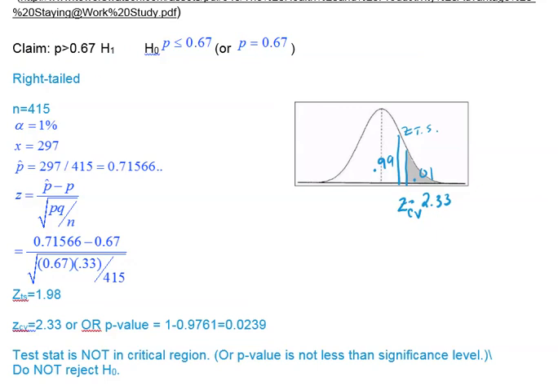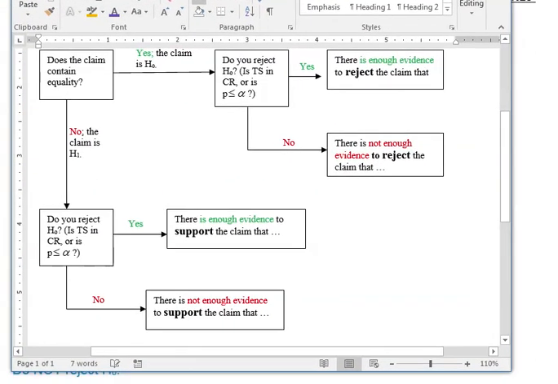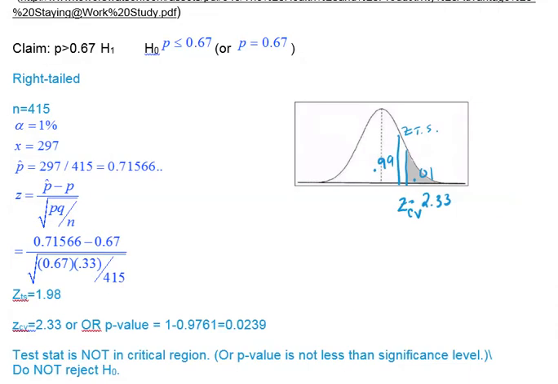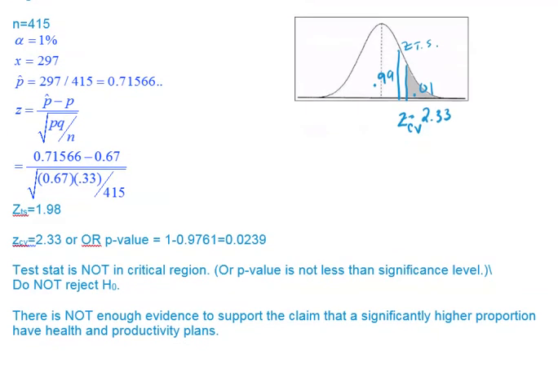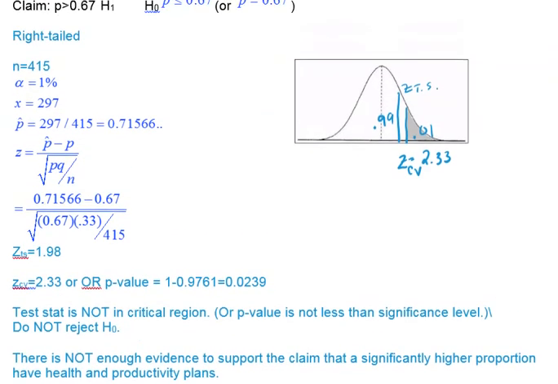And again, let's look at that flowchart just quickly. Right, does the claim contain equality? No. Do we reject the null hypothesis? No again. So there's not enough evidence. Specifically in this case, not enough evidence to support the claim that a significantly higher portion have health and productivity plans. So pretty similar to our other hypothesis tests, but we've got this new formula that we have to work out.